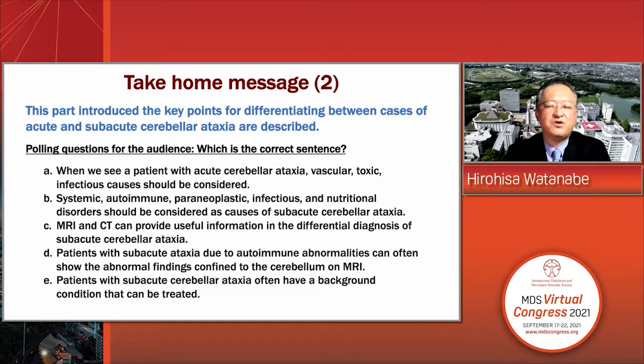MRI and CT can provide useful information in the differential diagnosis of subacute cerebellar ataxia. Patients with subacute ataxia due to autoimmune abnormalities can often show abnormal findings confined to the cerebellum on MRI. Patients with subacute cerebellar ataxia often have a background condition that can be treated.